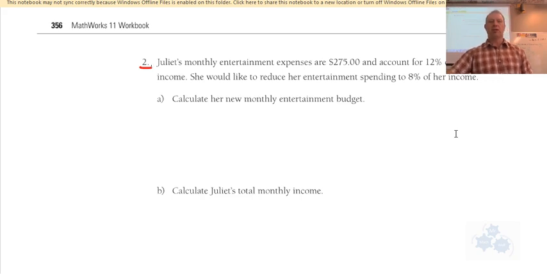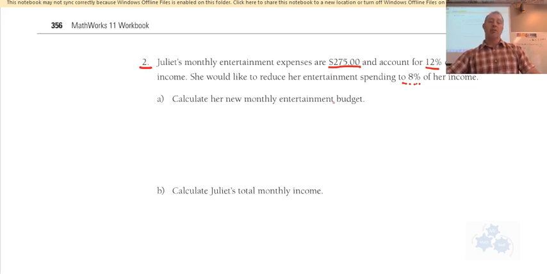Number 2 says this: Juliet's monthly entertainment expenses are $275 and account for 12% of her income. Okay, so let's understand that this $275 is 12% of her total income. So she has 100% income, and then she has 12% of that, and that is $275. She would like to reduce her entertainment spending to 8% of her income. So calculate her new monthly entertainment budget.